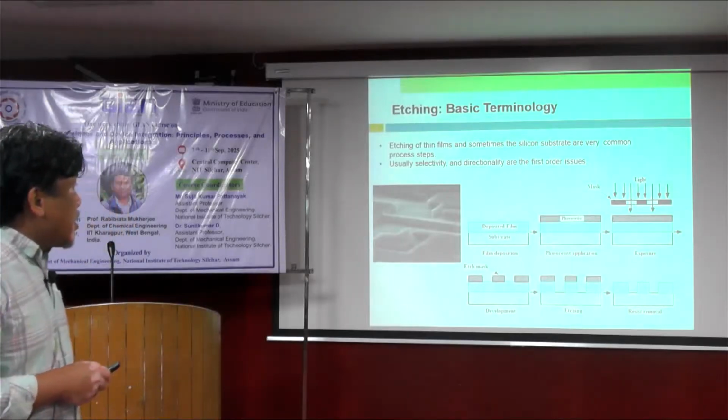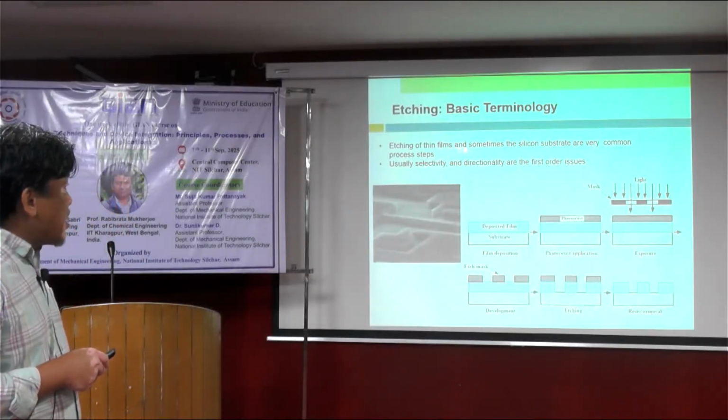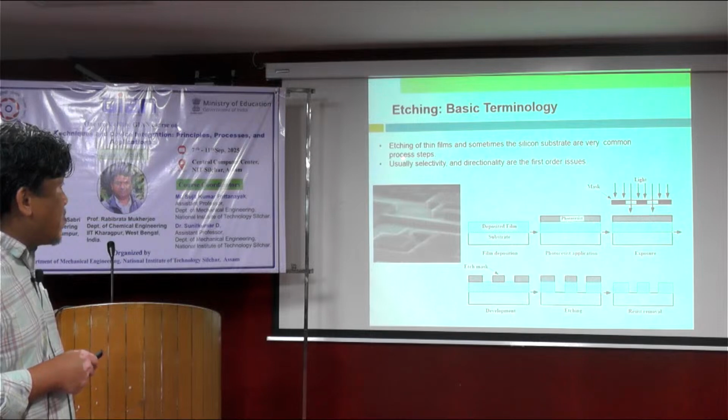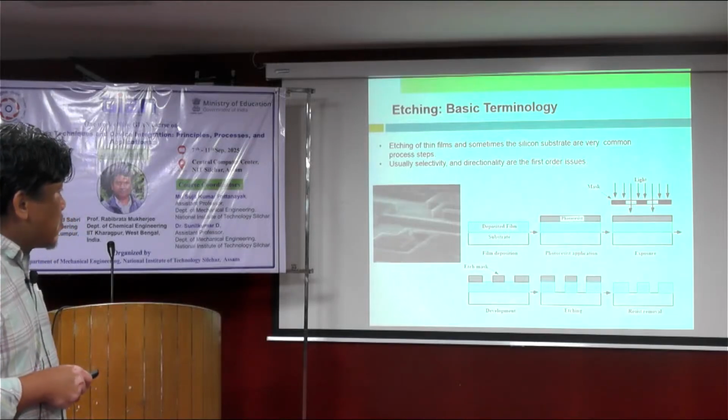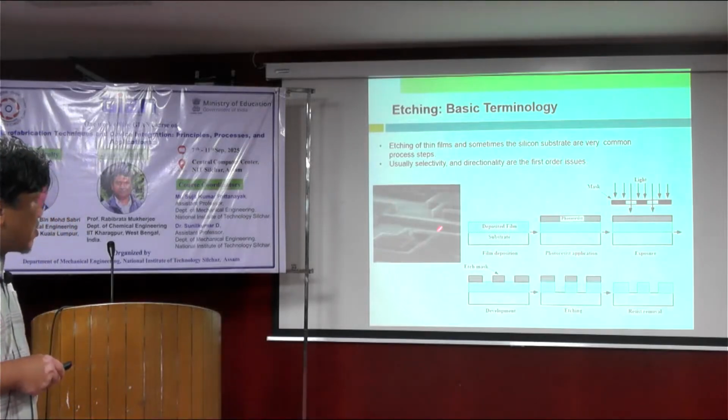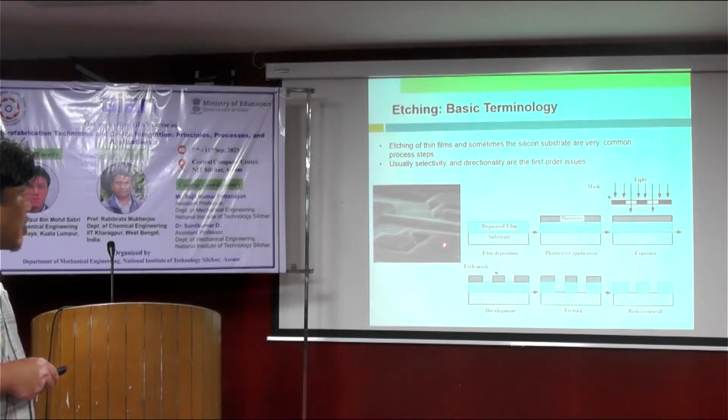Okay, etching of thin films and sometimes the silicon substrate are very common process steps. Usually selectivity and directionality are the first order issues. So in this example, if we want to form this kind of shape, this kind of pattern, we need to have a mask. Then we need to cover this part initially. Then we want to remove this part.